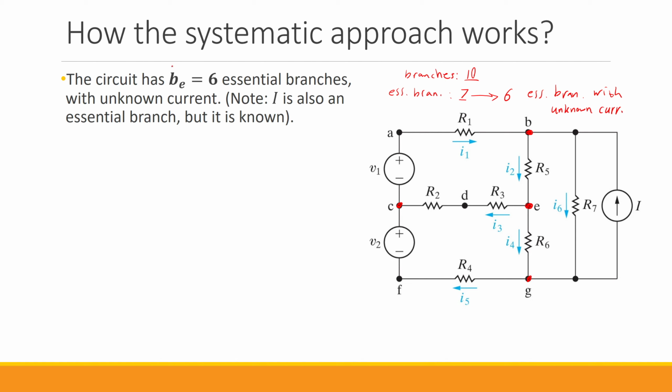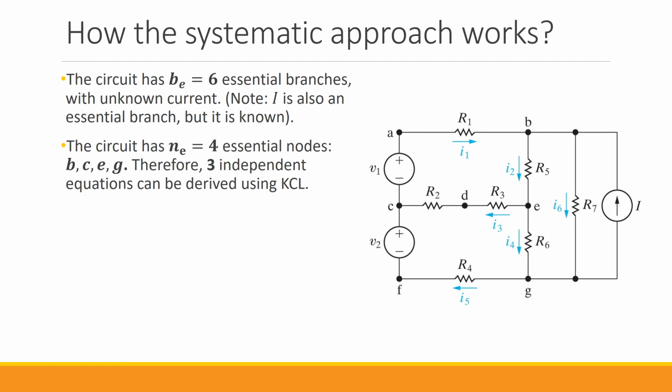So that means that our B subscript E is going to be 6. So to solve this circuit, we need to have 6 linear equations to be solved simultaneously for us to be able to say we have solved this circuit. So how can we come up with these equations?